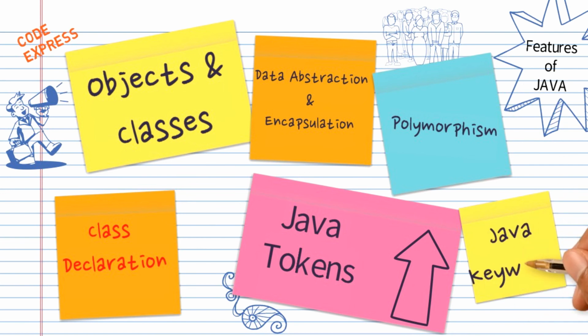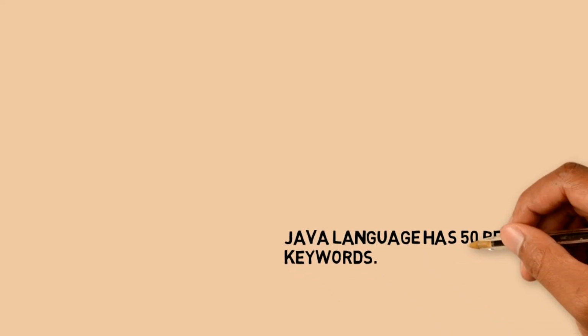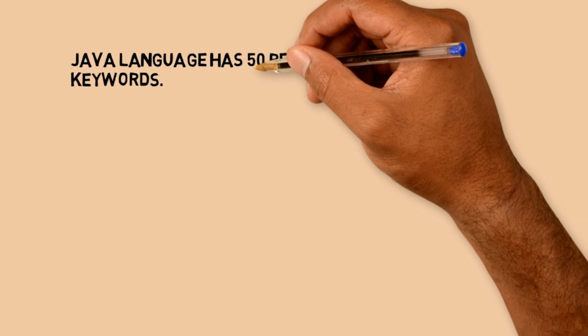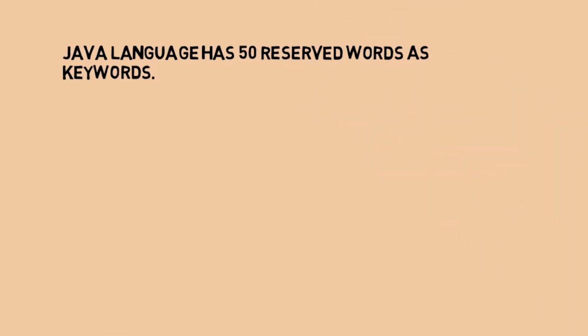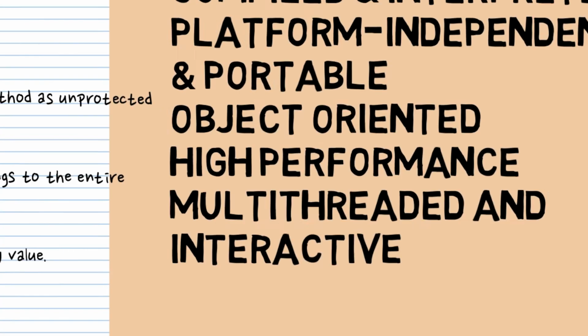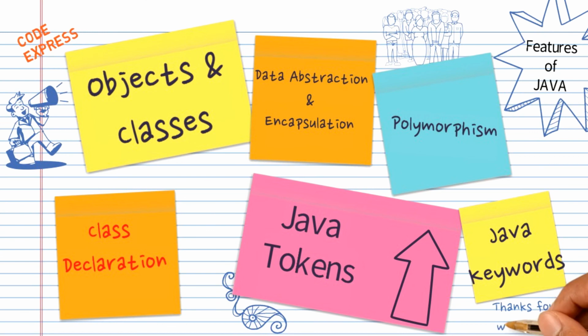Next come our Java keywords. As in every language, there is a set of reserved words. In Java, we also have a set of reserved words that are known as keywords. There are a total of 50 reserved words in Java, some of which are for, if, else, do, while, break, continue. These are some types of keywords. The rest you could search on the internet, and you would get your answers.